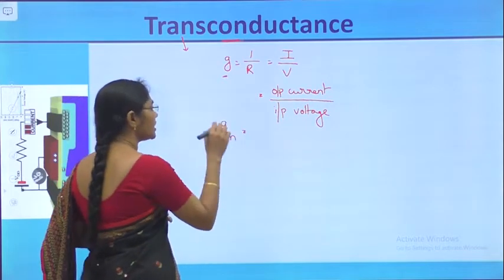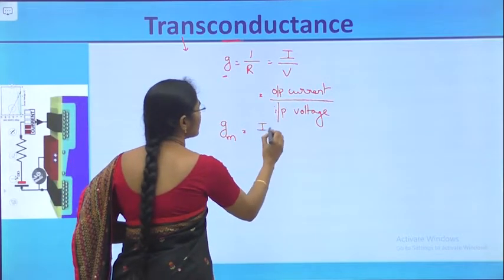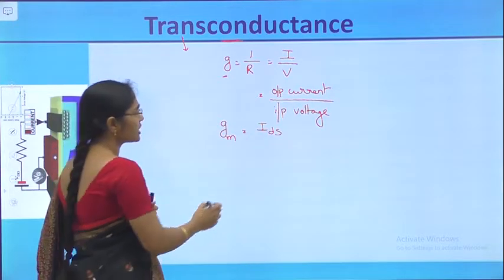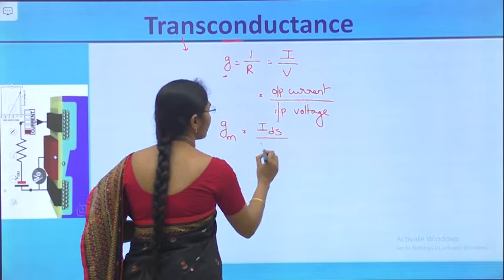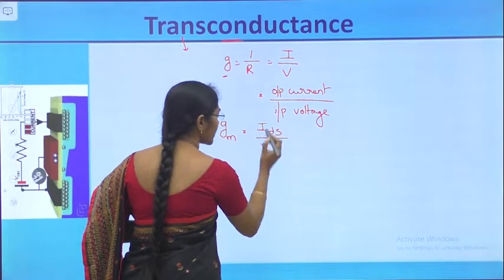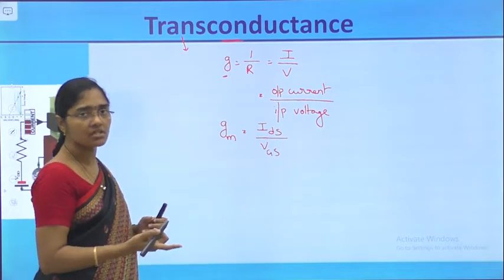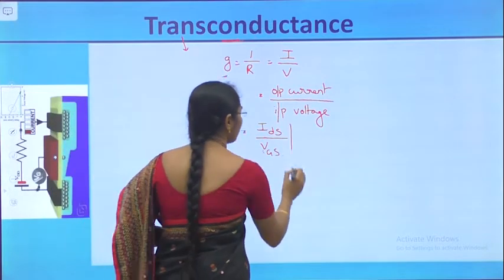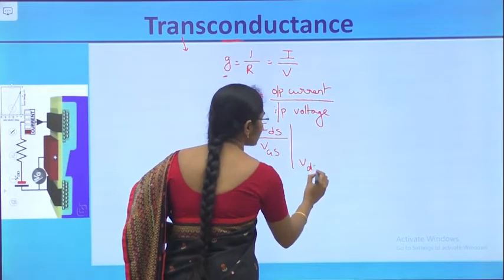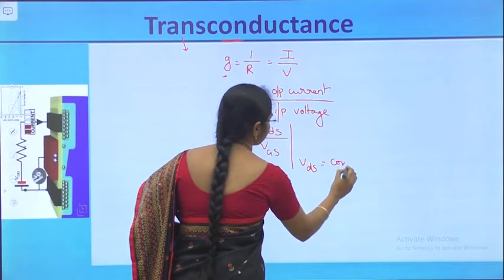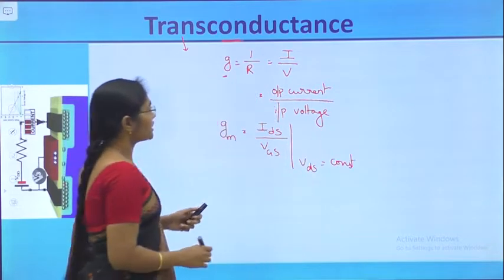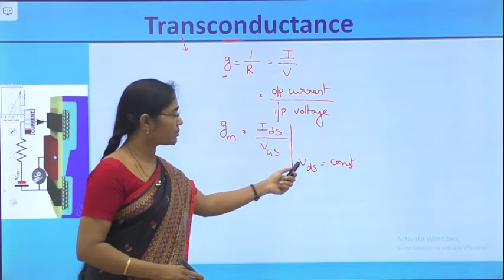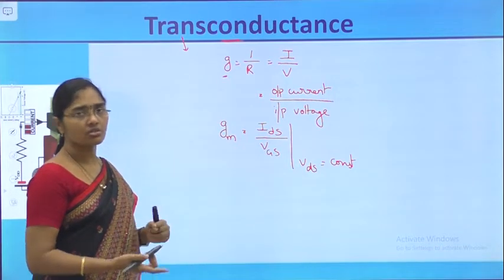What is the current in our MOS transistor? That is represented as IDS. And what is the input voltage? Basically, we have applied two voltages, one is VGS and another one is VDS. Here we are taking input as VGS, maintaining VDS as a constant value. So, output current is IDS, and input voltage is VGS by maintaining VDS equal to constant.